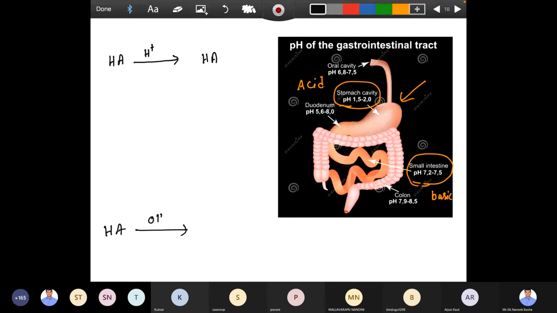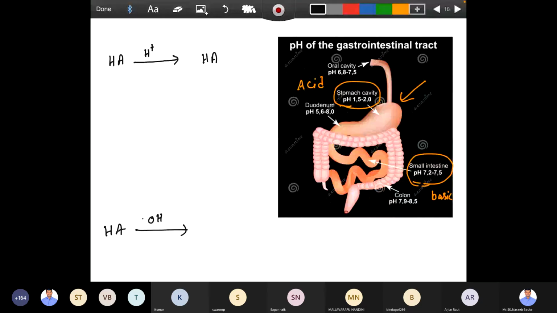Imagine alkaline means OH minus. What happens? OH minus will grab this proton. So what happens? The ion will release this one, because OH and H combine and you get a water molecule. Because that got trapped, that went back, and you are left with this ion.